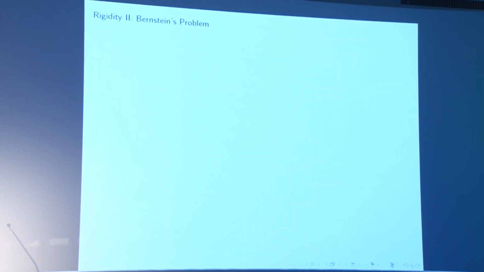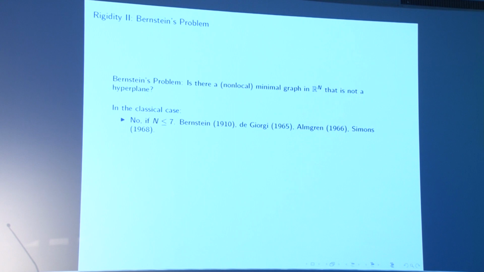And this question turns out to be very difficult to study in the case of minimal graphs, where one is interested in looking at minimal graphs which are not planes. So if you know that minimal graphs are planes, this is a rigidity question, but this is a quite challenging problem both in the local and non-local case. But in the classical case, this was studied, and the answer is no if n is smaller than 7.